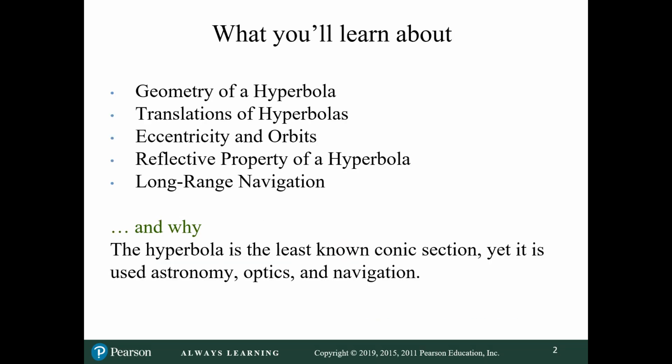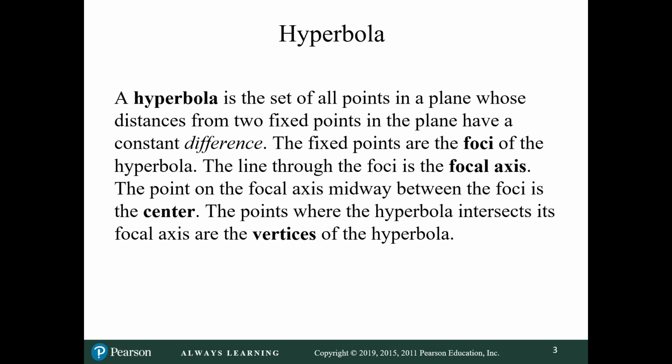Hyperbolas. We're going to look at the geometry of hyperbolas and translations, and we're going to try to stick to the basics. A hyperbola is the set of all points whose distances from two fixed points in the plane have a constant difference. The fixed points are the foci. The line through the foci is called the focal axis, and the center of the two foci is called the center.